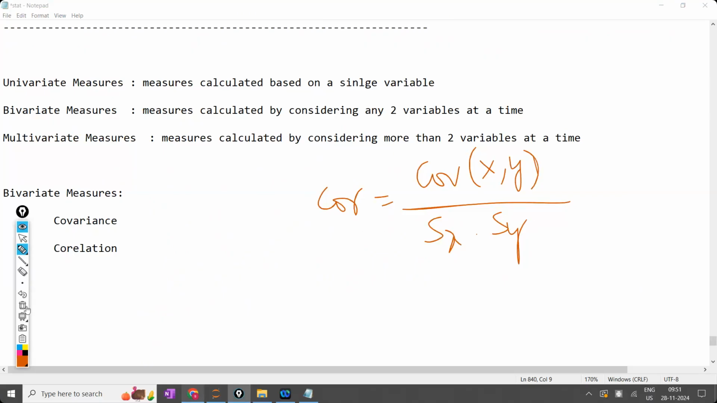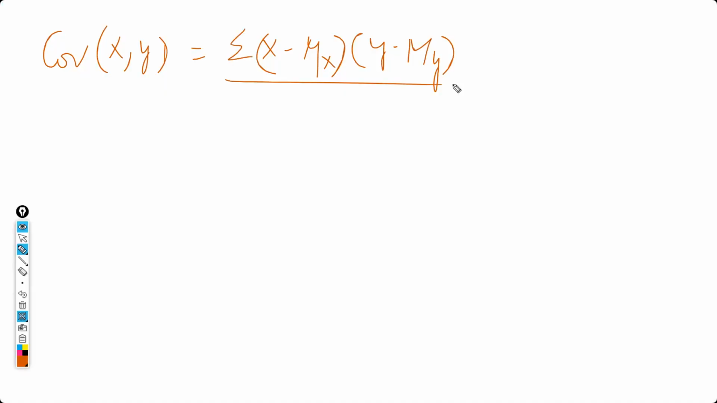Before moving to the correlation, one point to be noted is that population covariance is different. For population covariance, the formula is x minus mu of x into y minus mu of y, then you do the sum divided by capital N. If you divide by n minus 1, the numerator will not have any difference. Only the denominator you are going to change. Instead of dividing by 4, you have to take 5. You should not take 4. This is the population covariance formula.